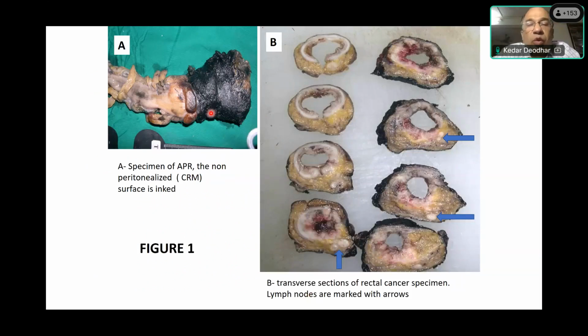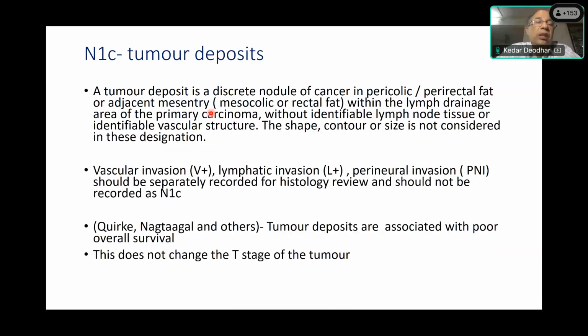A little bit of 2 or 3 slides on what is N1C. This I've taken from the AJCC Cancer Staging Manual, which is the 8th edition, and this is a 5-year-old textbook, but this is still the recent one. The tumor deposit is a discrete nodule of cancer, which is in pericolic or perirectal fat or adjacent mesentery, and within the lymph node drainage area of the primary carcinoma, without identifiable lymph node tissue or identifiable vascular structure. The shape, contour, or size is not considered in this designation.